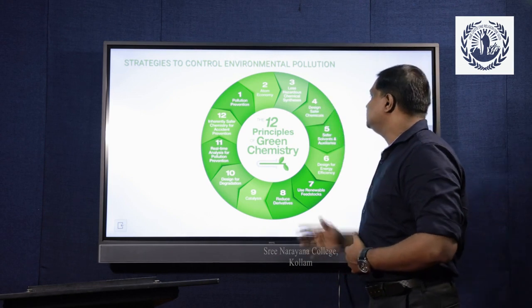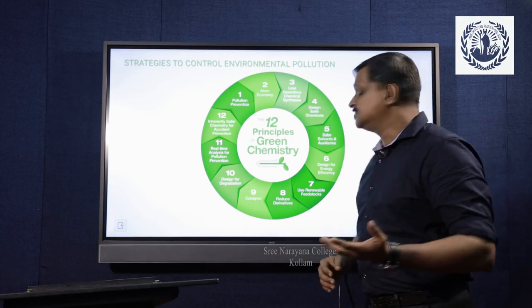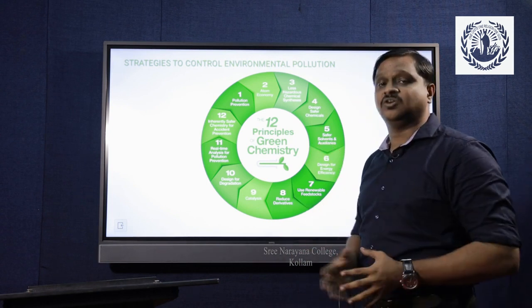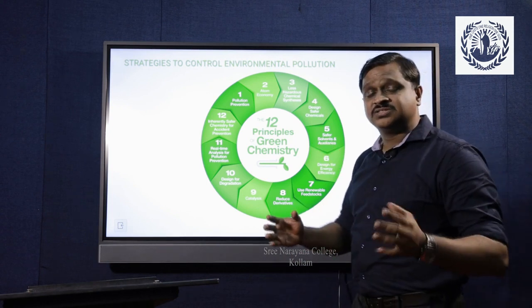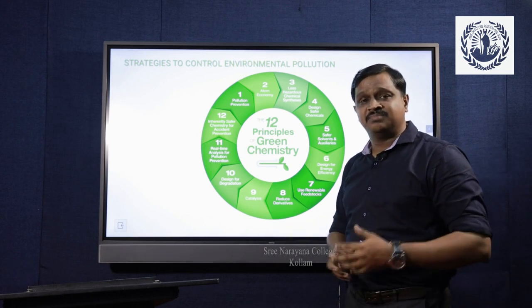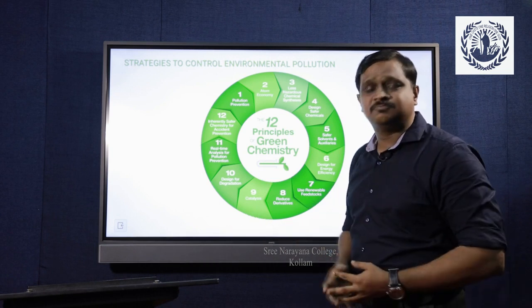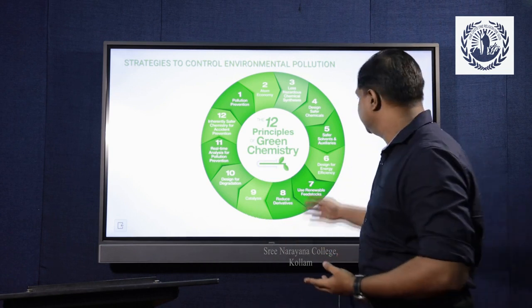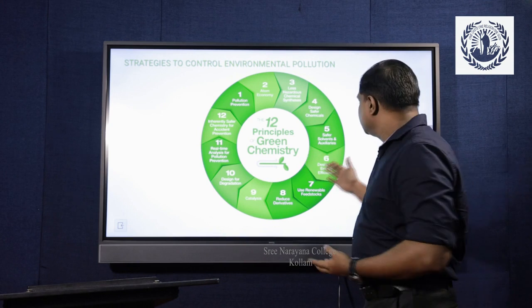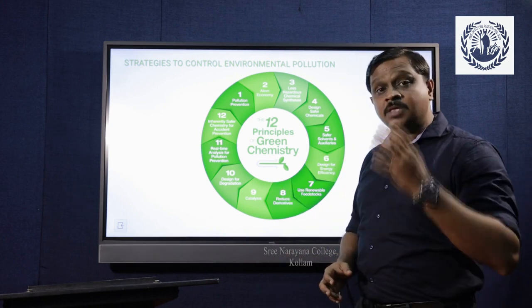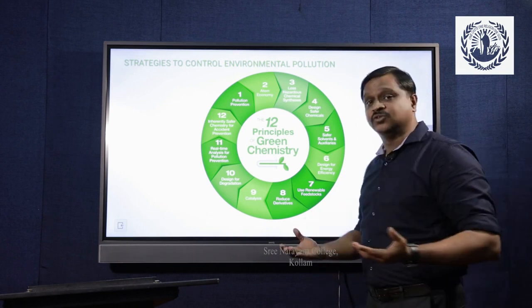The fourth one is the design of safer chemicals. The fifth one is safer solvents. We have to use safer solvents. As we all know, organic solvents are highly hazardous and can be carcinogenic, but it is possible to replace them with liquid carbon dioxide, for example. And the sixth one is that we have to design for energy efficiency. Our idea must be more energy efficient, and we have to design for that.